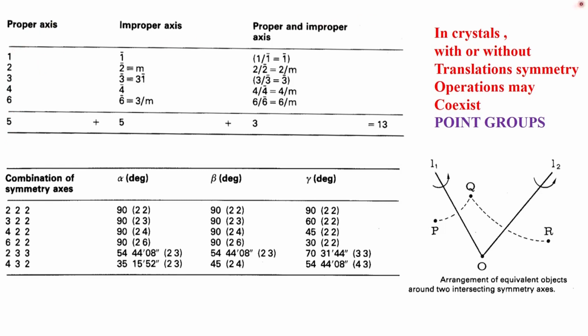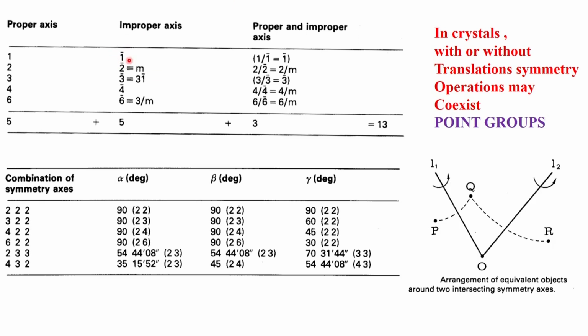So, in crystals with or without translational symmetry, as we pointed out so far, operations may coexist. If there is no translational symmetry, like in the case of an operation like the inversion center, then we can combine the 1 with the inversion center, which will give us the so called 1 bar. What now happens is that the object which is at x, y, z goes to minus x, minus y, minus z. That means, there is an inversion axis that is present.